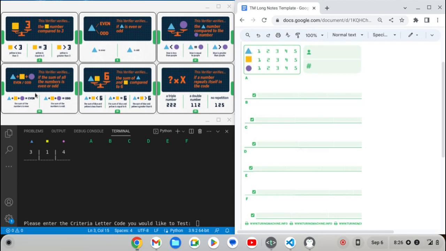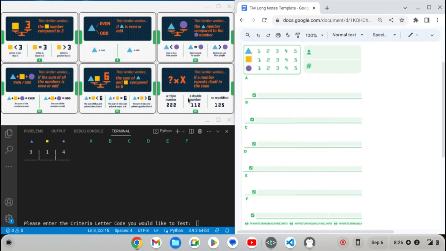Criteria card D will look at our 3 digits, triangle, square, and circle, add them up, and will let us know whether the sum is an even quantity or an odd quantity. Criteria card E will look at the first 2 digits, triangle and square, add them up, and compare that sum to the number 6. So should the sum be less than 6? Should it be equal to 6? Or should it be greater than 6?